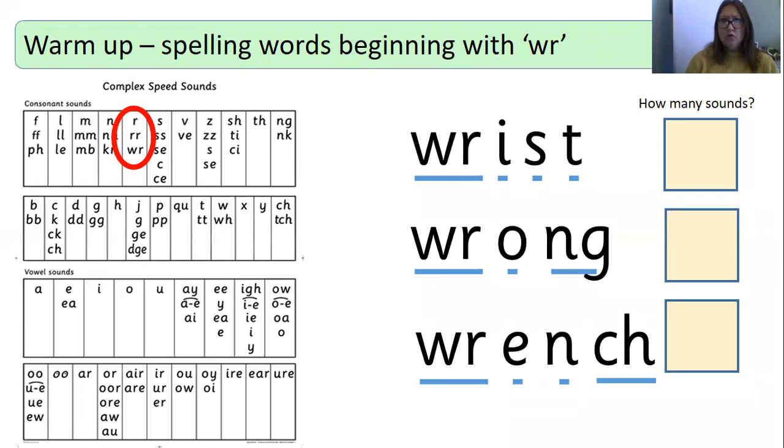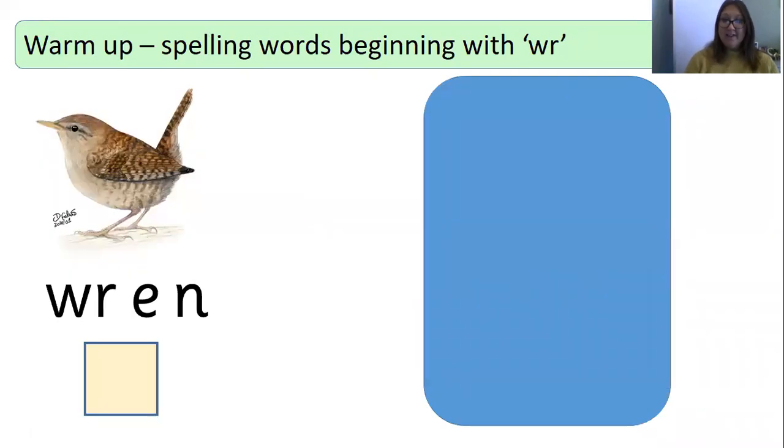R-O-N. Wrong. Well done. How many sounds? 3. 2 special friends and an O. Wrong. Let's read our last word. R-E-N-C-H. Wrench. Well done. How many sounds? Let's count them. R-E-N-C-H. Wrench. Well done. 4 sounds. It's going to be your turn now to do the same.